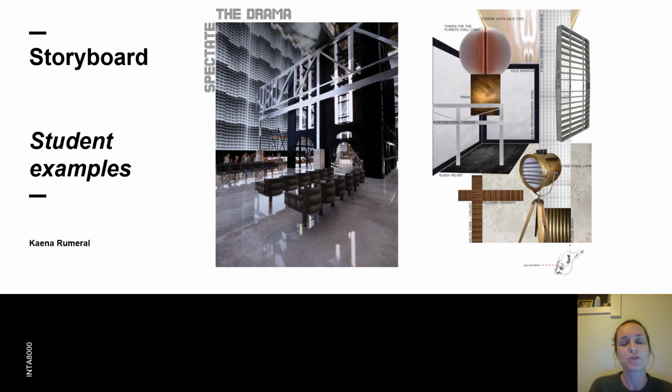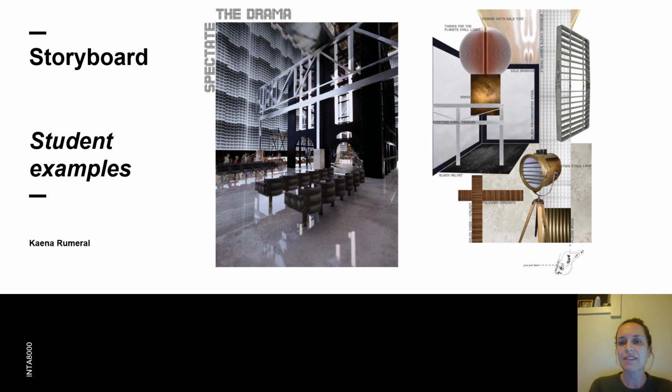So let's just go through some student examples. Here we have the storyboard from Kana Rumarol. So we can see on the left-hand side that her perspective now clearly shows natural and artificial light. We can see an array of materials and finishes. We can see furniture, and we can see people using the space in the background. Kana highlights existing structures versus new spaces, so you see the trust framework running through the space.